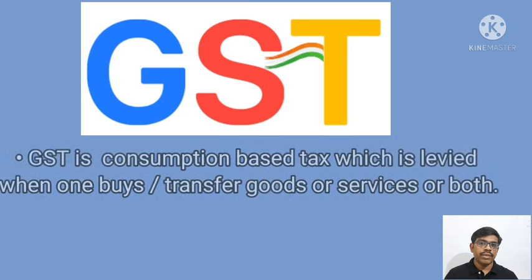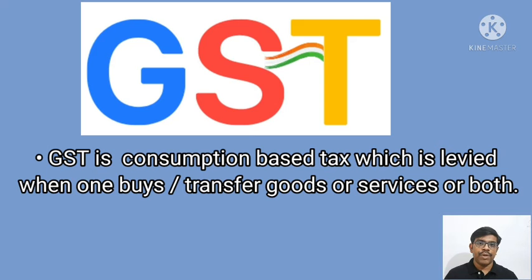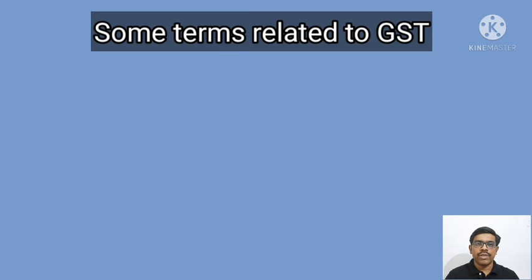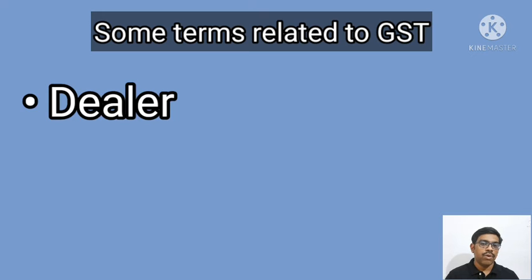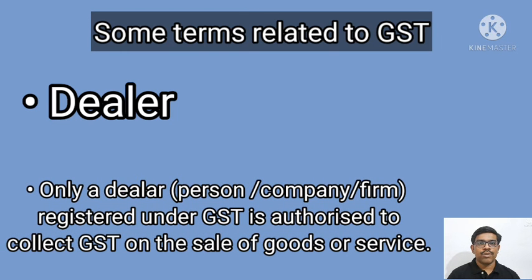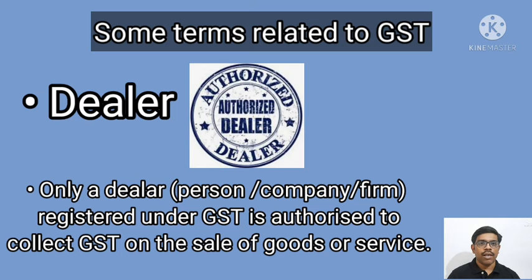We can also say that GST is a consumption based tax which is levied when someone buys or transfers goods, services or both, and it is levied at every point of sale of goods, services or both. Now I will tell about some terms related to GST. First one is dealer. Who is a dealer? Any person who buys goods or services for resale is known as a dealer. A dealer can be a firm or a company. Only a dealer registered under GST is authorized to collect GST on sale of goods, services or both.